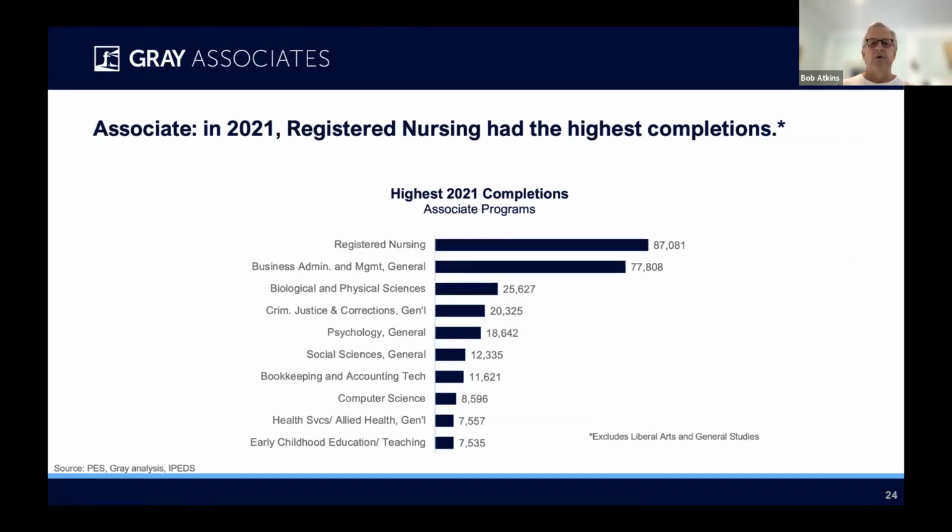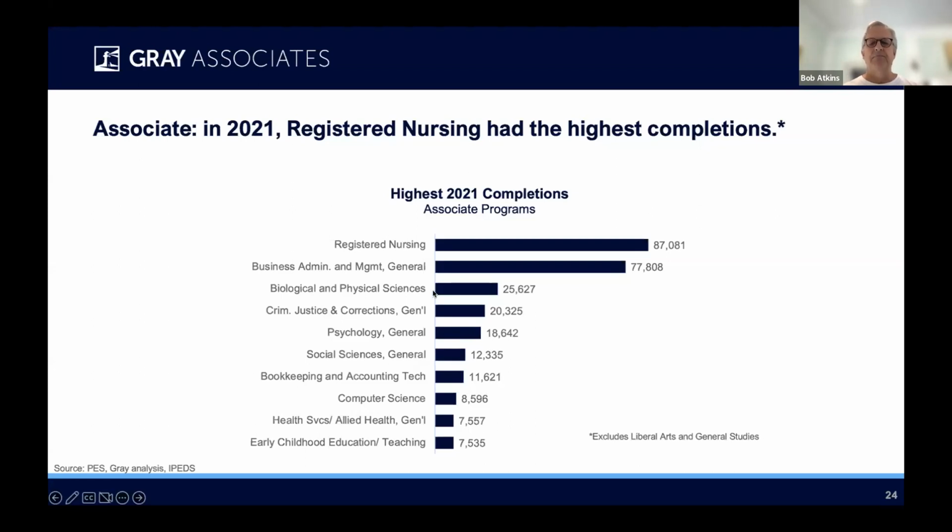Registered nursing, in terms of overall completion volume, had the highest number of completions at the associate level, not a surprise, followed fairly closely by business administration and management. And then we get into what I would call a very diverse group of things that students are interested in, who are probably going to transfer out later on.